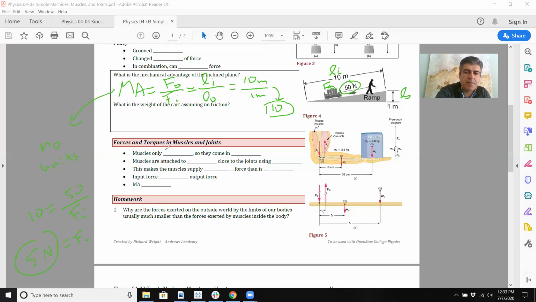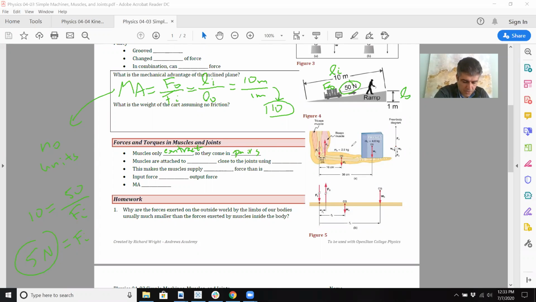Muscles also kind of act as a simple machine. So muscles only contract and they come in pairs. So here's your triceps muscle, biceps muscle. And obviously this person's holding a book up.